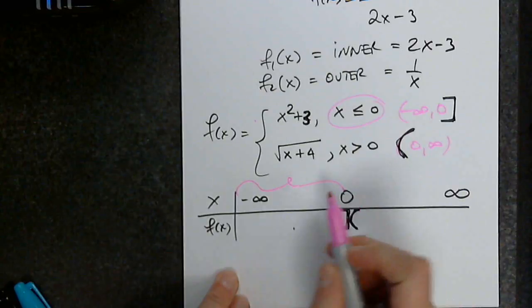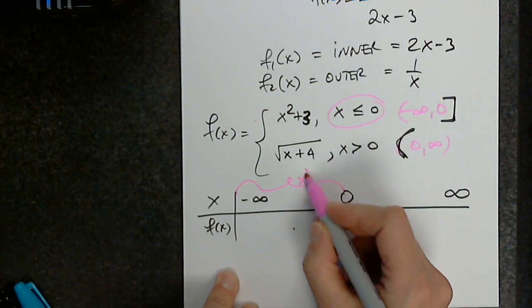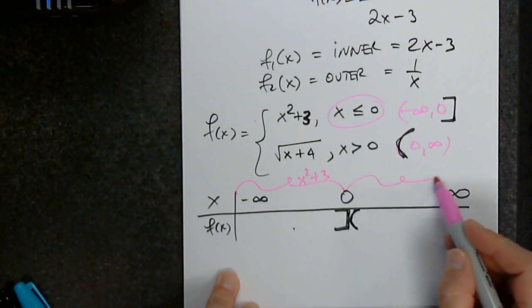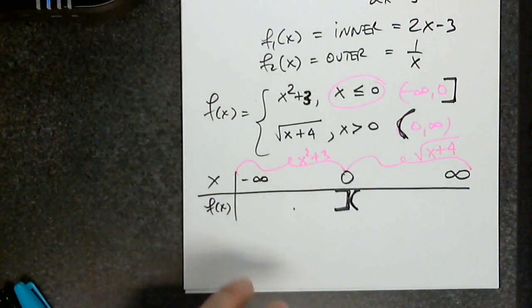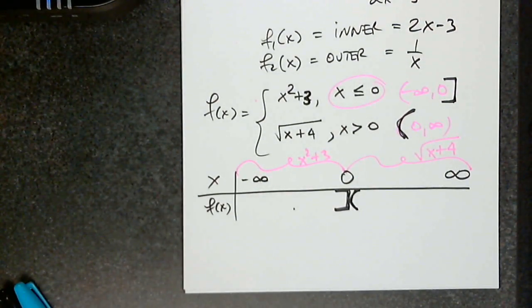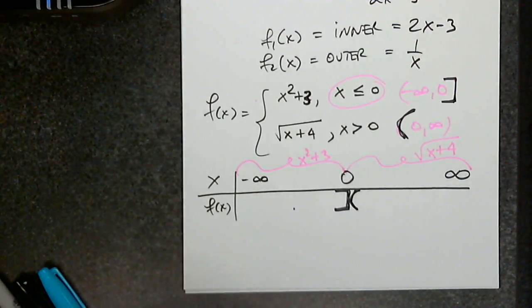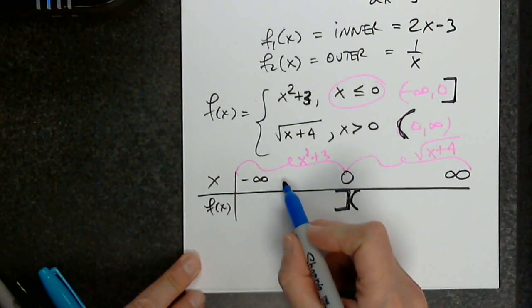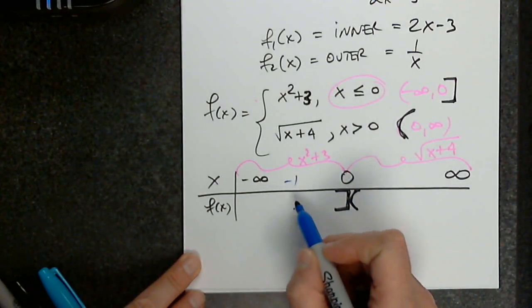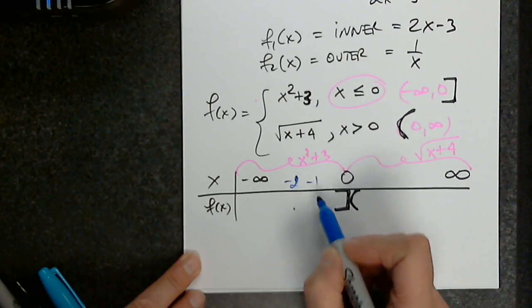Although I see it here, I will write it again. This is x squared plus 3. Although I see it here, I know this is the square root of x plus 4. And now I'll pick some x values on the left-hand side of 0, and some x values on the right-hand side of 0. Let's say -2 and -1.